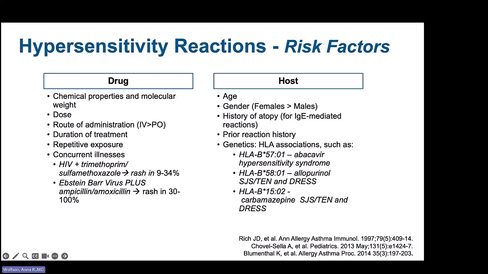Gender, more likely in females. Atopy is a risk factor for drug reactions, as is prior reaction history. And then I said we don't always know about the host, but we are understanding the genetics of drug allergy more and more.